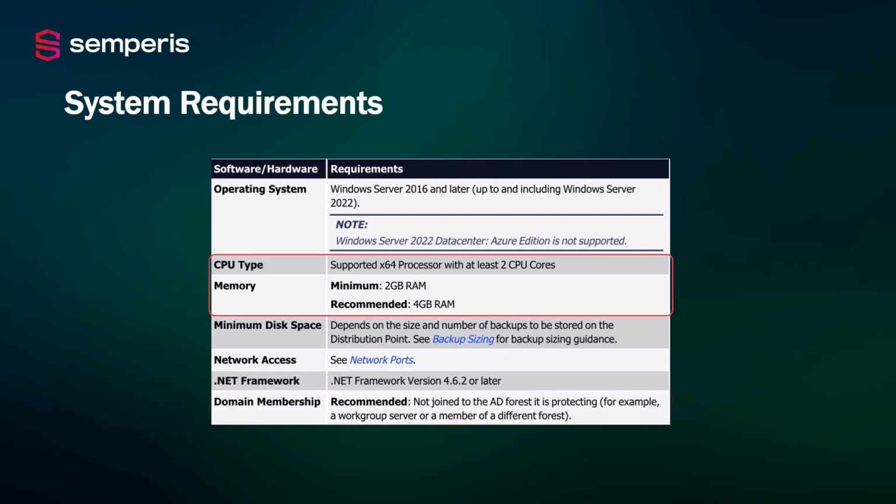CPU and memory requirements are low, but planning for disk space is critical. The required space depends on the size and number of your backups. For specific guidance on this, consult the Backup Sizing chapter in the ADFR Planning and Installation Guide.